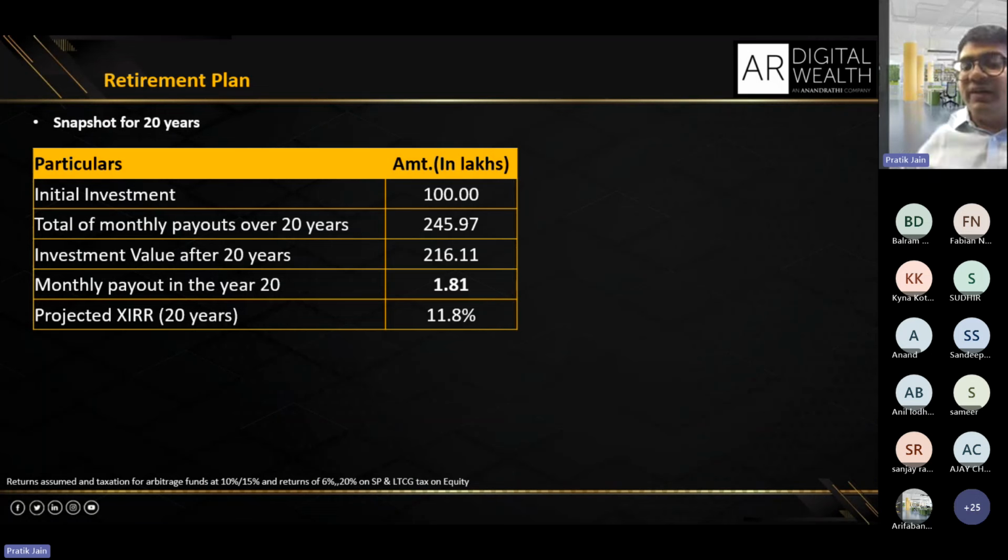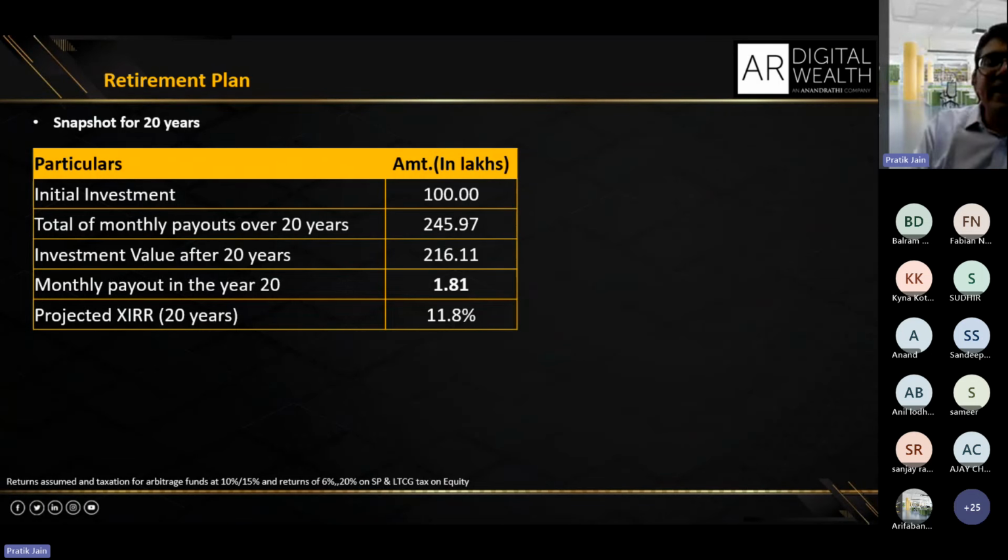भी client 1,81,000 भी निकाल पा रहा है, and he's been able to manage his expenses, he's been able to manage his lifestyle. The projected IRR is 11.8. So this plan is something which will help client to actually manage his retirement life well.